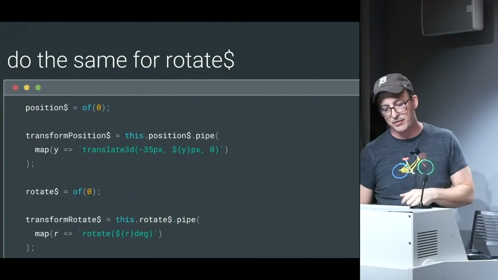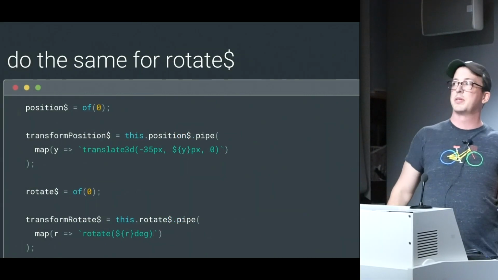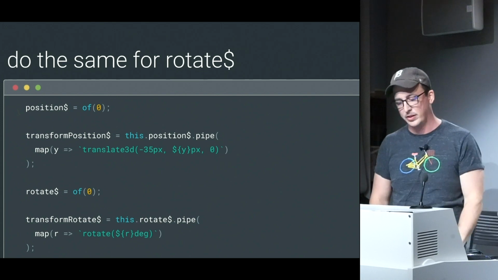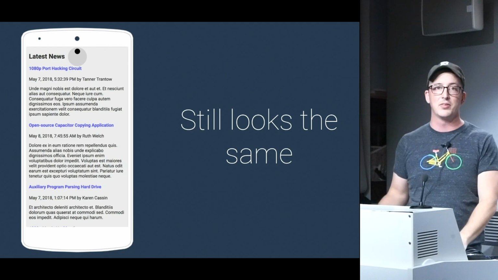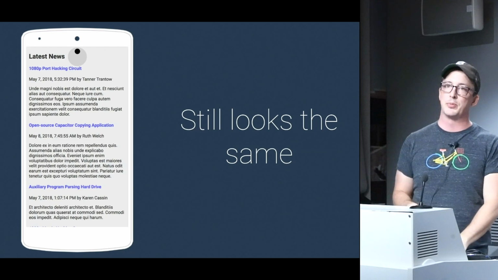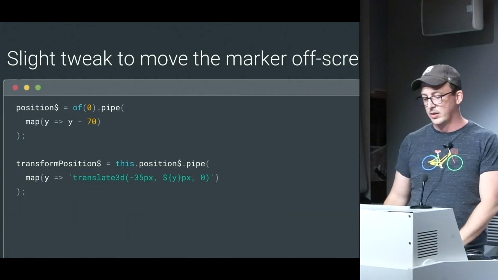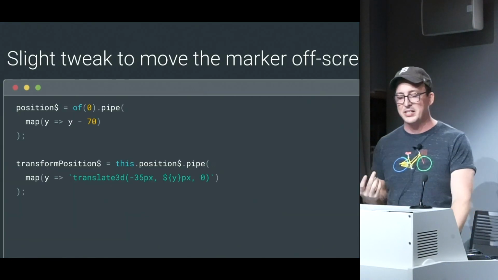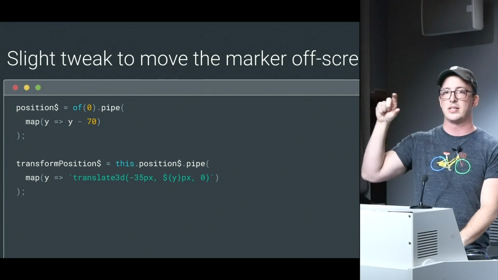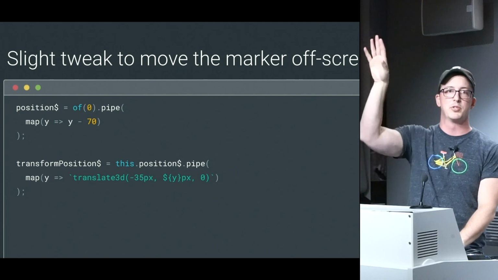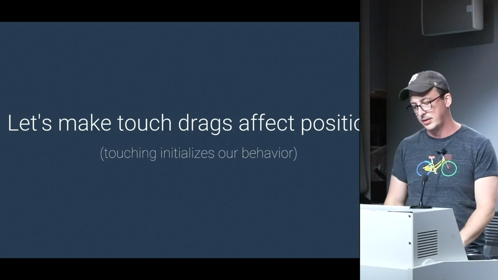And then I'm going to do the same thing for transform rotate. I'm going to have it derived from an observable of number. Also, simplest possible thing is observable of 0. And then if I look at it, it looks exactly the same. Not exciting, but this is being dynamically produced at this point from an observable. So I'm going to add a slight tweak to this so we can move the marker off the screen. Again, that marker is 70 pixels in diameter. So just to shove it off, we subtract 70 from the Y position and it's off the top.